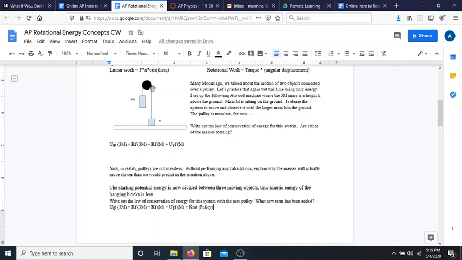All right? So this is where we're going to see how linear kinetic energy and rotational kinetic energy work together. We're going to see that a lot of things that we thought should be moving faster in this class were actually moving slower because rotational kinetic energy was in play.